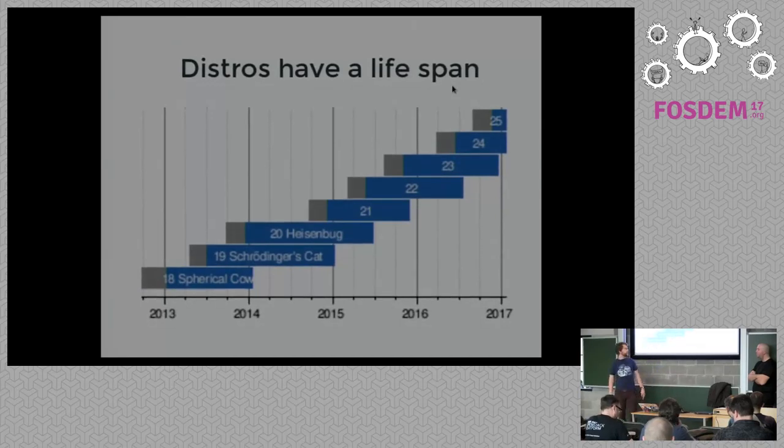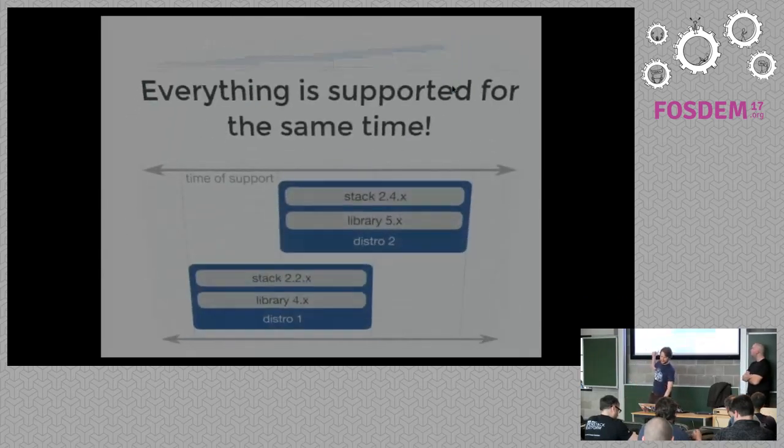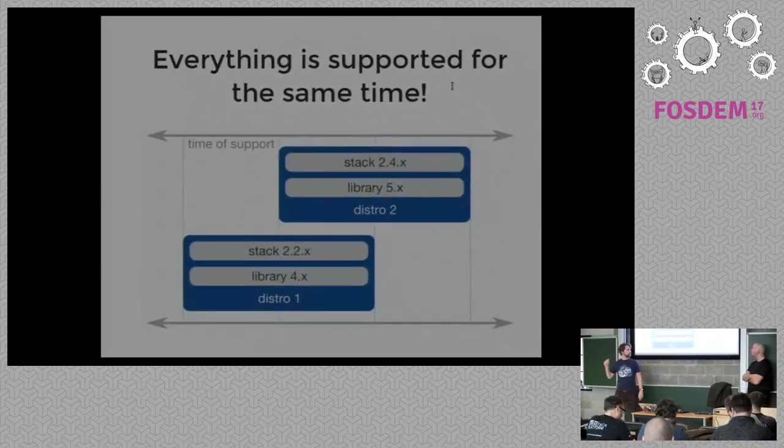And distros have a lifespan, which basically means they're released at some point, die at some point. This is, for example, Fedora. And if you have a look at a bit more detail, we can see that I have, for example, distribution version 1. It includes some libraries and software, which is pretty much frozen for the whole lifetime. And then I have another distribution, another version, and the same story there.